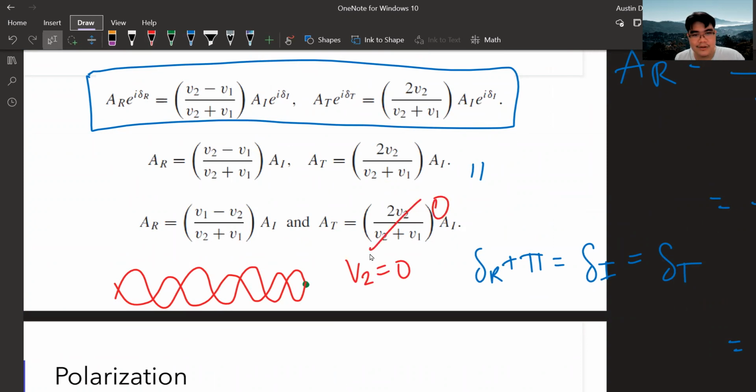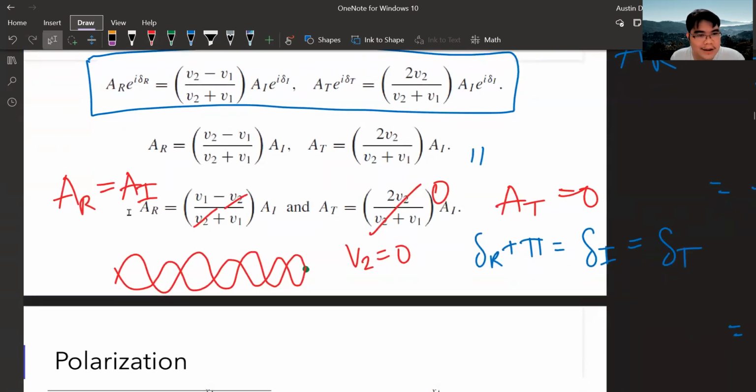This is 0. So, nothing is transmitted. Then, AR is equal to AI. Okay? So all of that makes sense, right? When it cannot transmit, it should reflect everything. Amazing, right? Okay, so you have that.